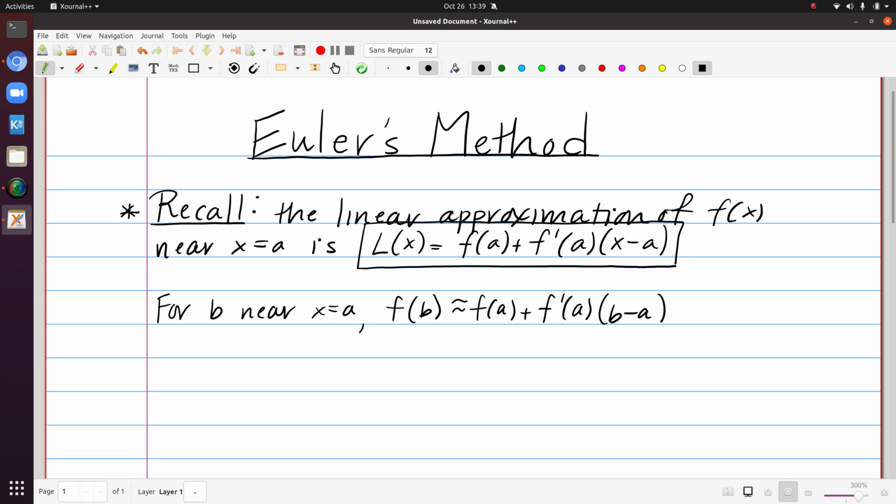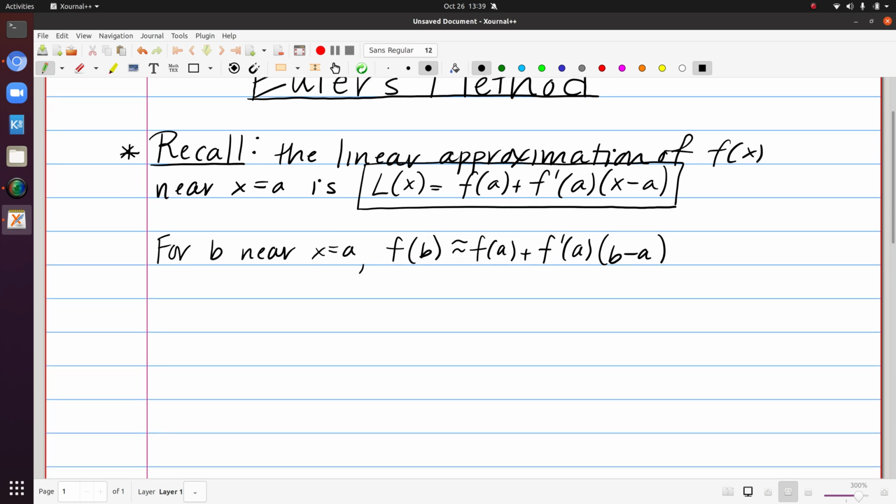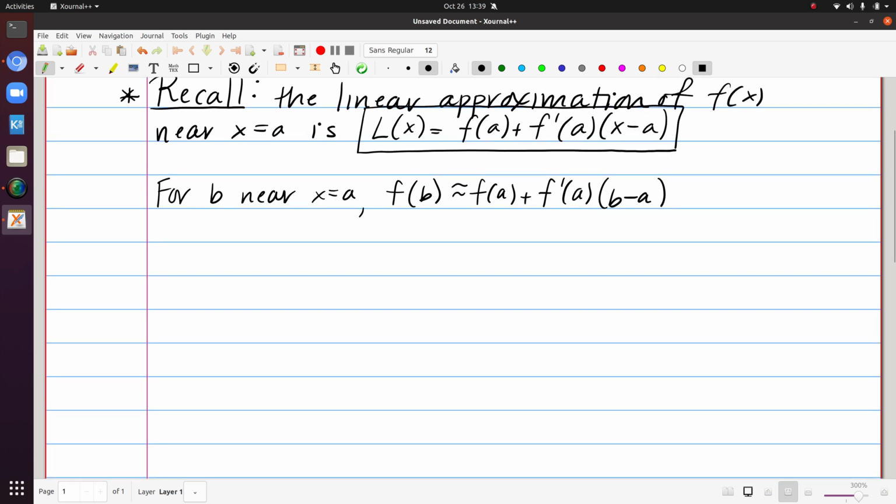So we would be able to use this to predict values or approximate values for the function f. It turns out that the technique of Euler's method is going to be one in which we can use the notion of a linear approximation and repetition in order to find or approximate points on the solution function to our differential equation. So to start to focus on that, let's consider an initial value problem.